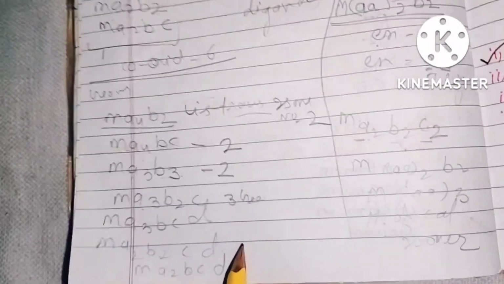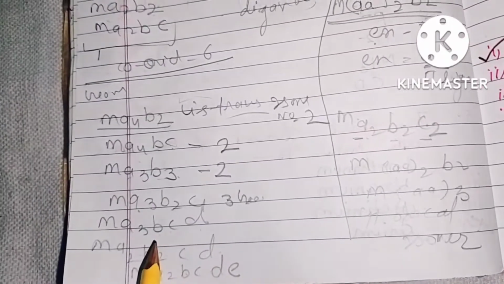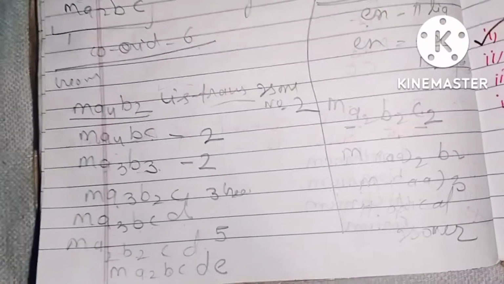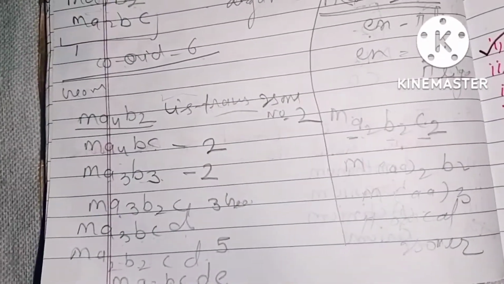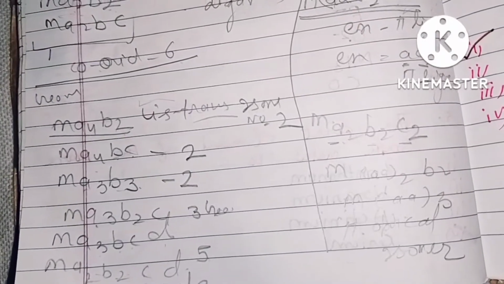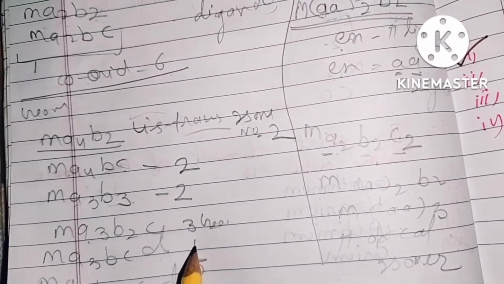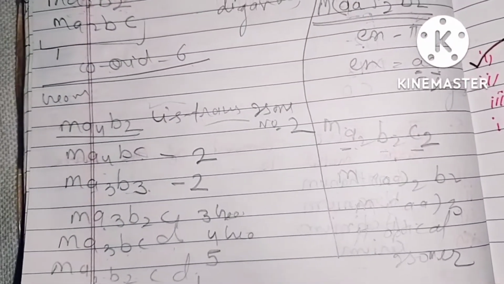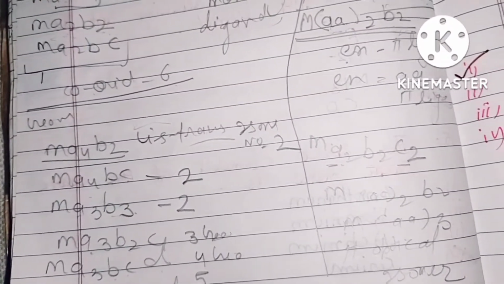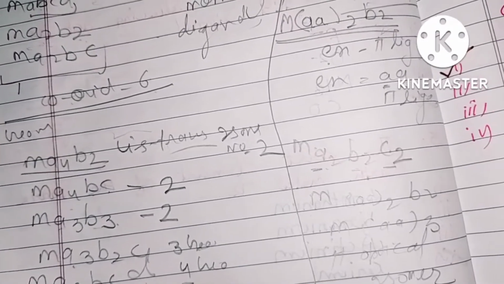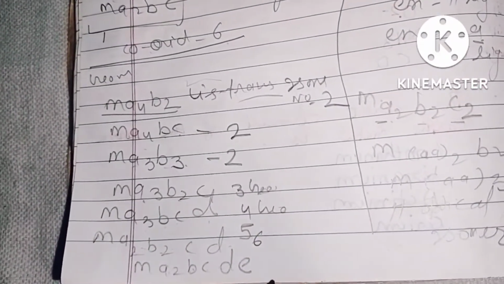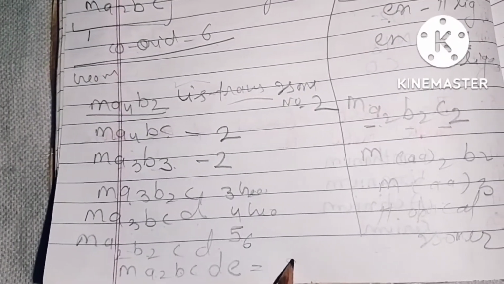Ma2B2CD forms five types of isomers, Ma2B2C2 forms four types, Ma2BCD forms four types of geometrical isomers, and Ma2BCDE forms six types of geometrical isomers. These are the different numbers of geometrical isomers.